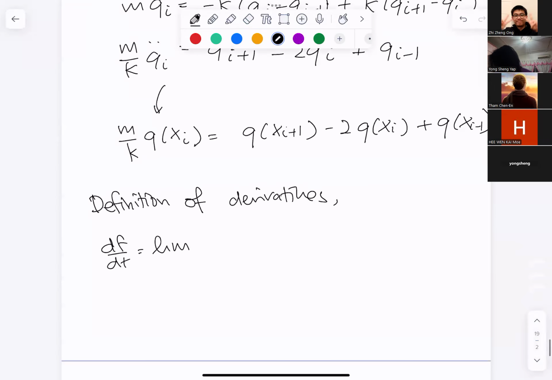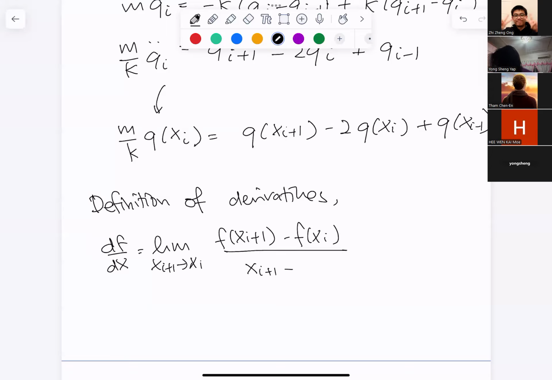This is the limit as xi plus 1 goes to xi of dx. So this is some function f of xi plus 1 minus f of xi, as xi plus 1 goes to xi. This is a derivative, and for a second derivative, there's something similar.